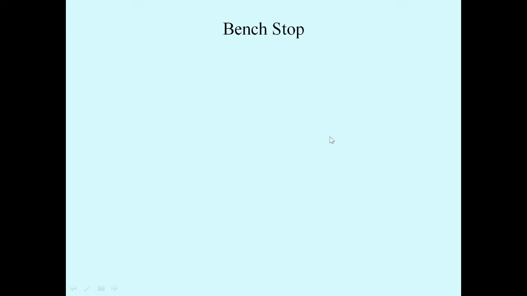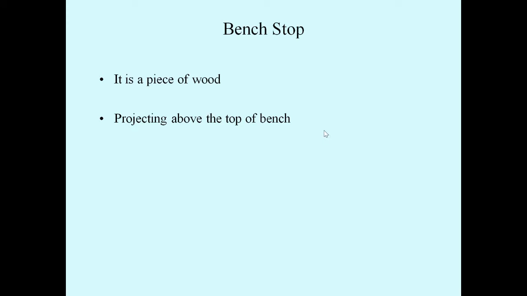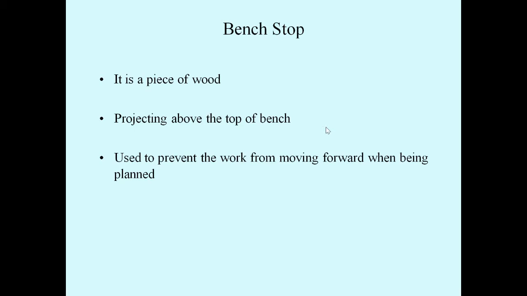Next one is the bench stop. It is a small piece of wood projecting above the top of the bench, and it is used to prevent the work from moving forward when being planed. Whenever performing a planing operation, the bench stop prevents the work from moving in the forward direction.